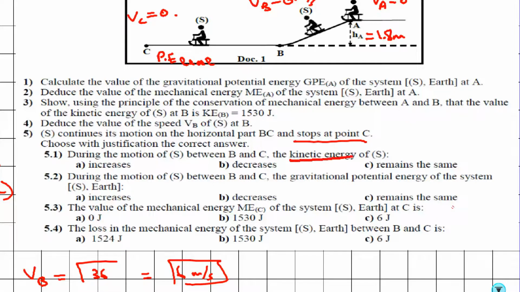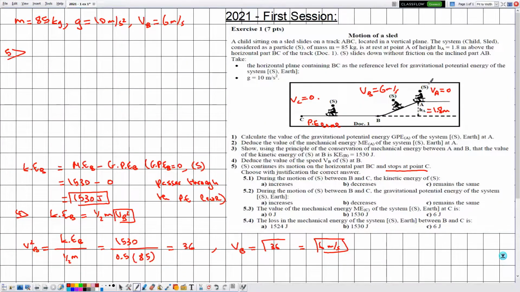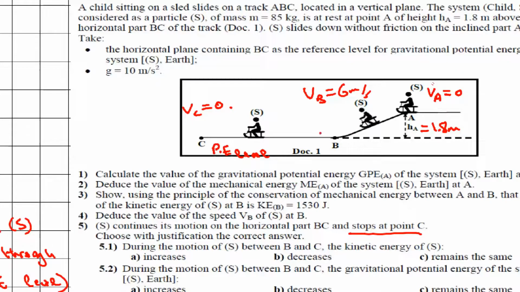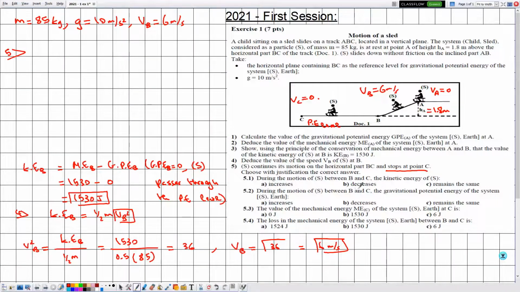Now remember that kinetic energy is the energy due to speed. Notice that S moves from B to C. Its speed at B is 6 meters per second, whereas at C it stops, which means that the speed decreases. And we know that the kinetic energy is proportional to the speed. So whenever the speed increases, you expect that the kinetic energy increases. Whenever the speed decreases, kinetic energy must decrease. Because the speed decreases from 6 to 0, the correct answer would be B. But first, let me justify it.